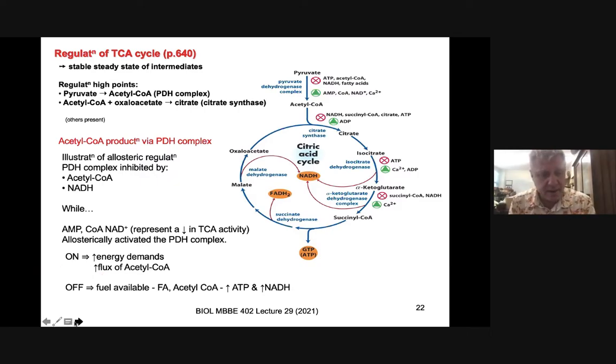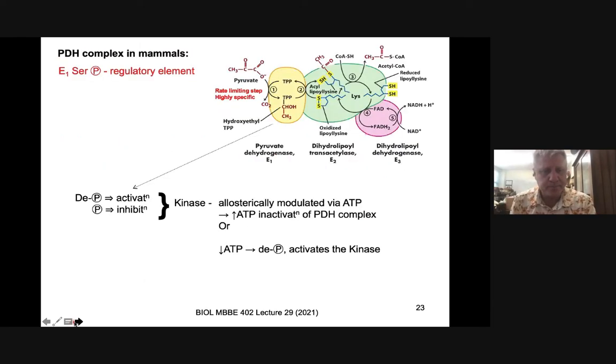So we have these capacities to switch things on and off at various sites within the TCA cycle, but mostly they're approaching the 12 o'clock to the 5 o'clock position in regards to that particular sector of the citrate synthase, the isocitrate synthase, and the alpha ketoglutarate dehydrogenase complex. So let's have a look at what we see in the pyruvate dehydrogenase complex, where phosphorylation becomes the key component.